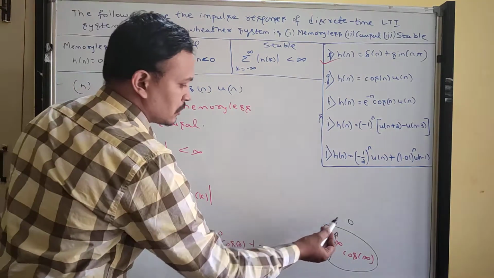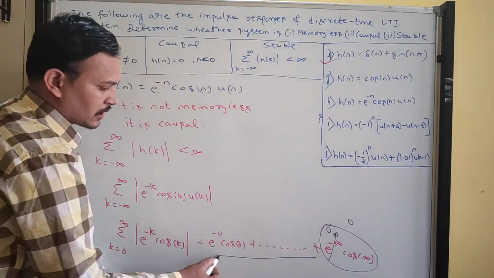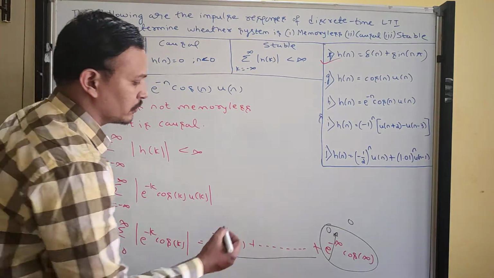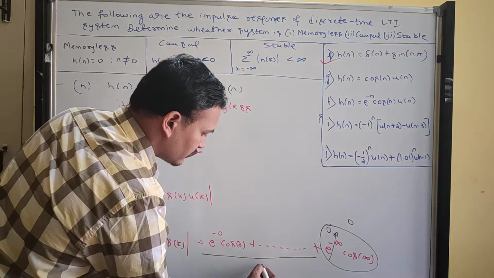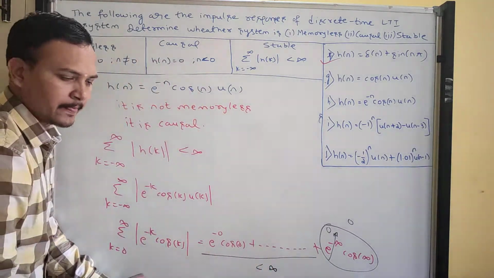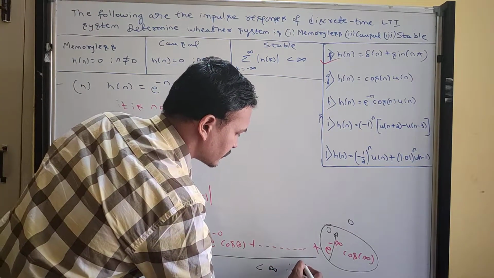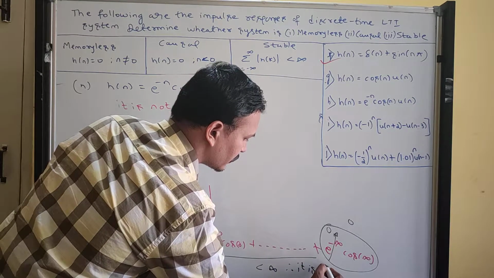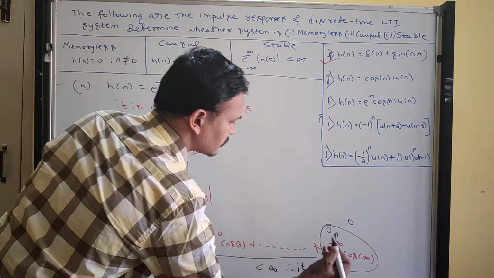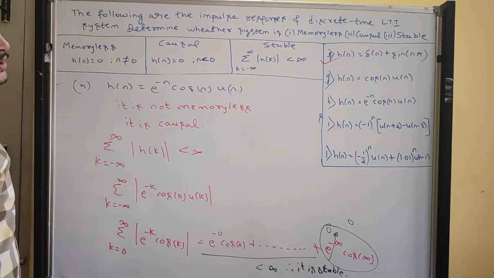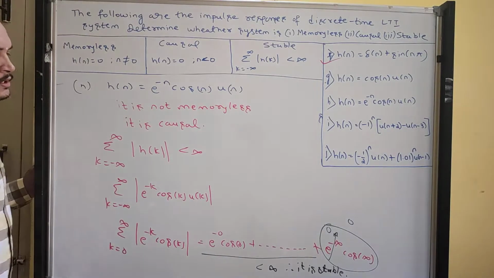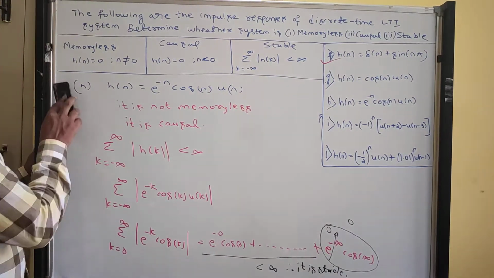So 0 plus all these finite values. Therefore, by adding all this, you will get a value less than infinity. Therefore, you can say this is stable. Okay, got it? Fine. So next one. Pause the video and copy down the solution.